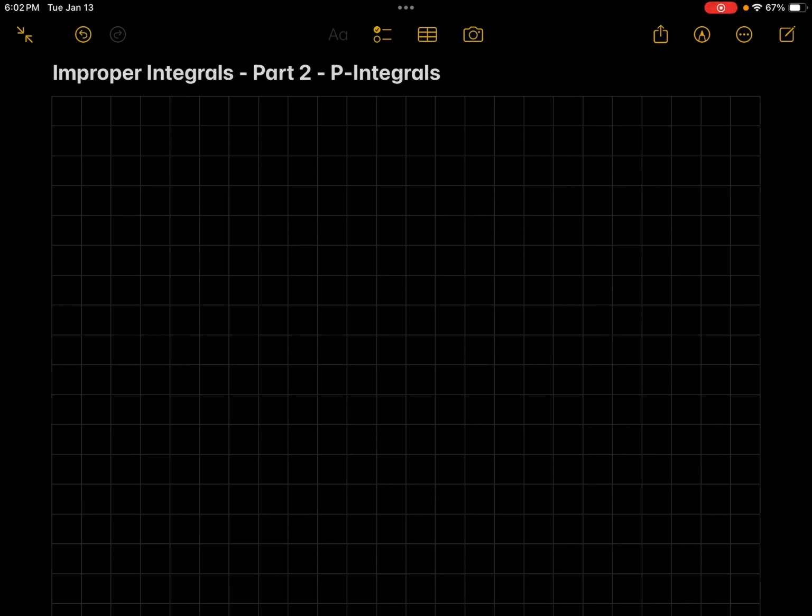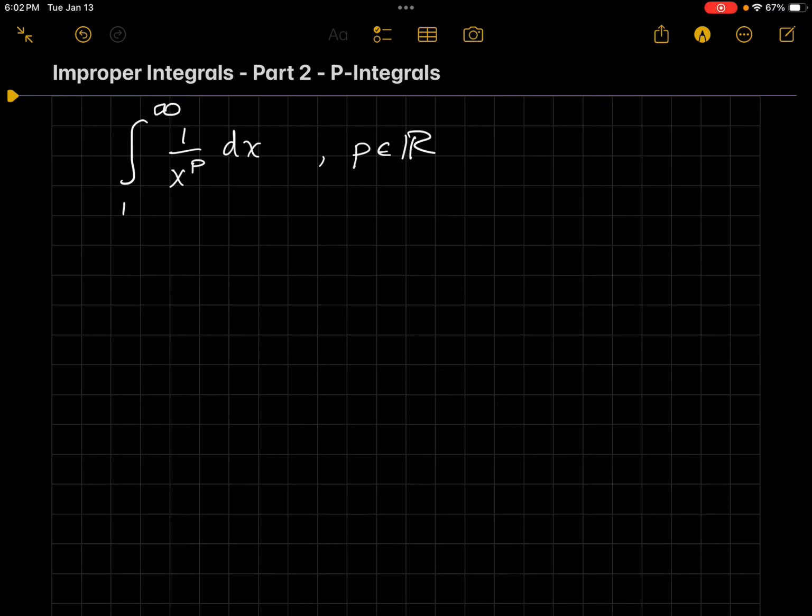Improper integrals part 2. In this part, we're going to look at integrals of the form 1 to infinity of 1 over x to the p, where p is a constant. And we will try to determine when this integral will converge, which means the integral, or the sum, is unique and finite.